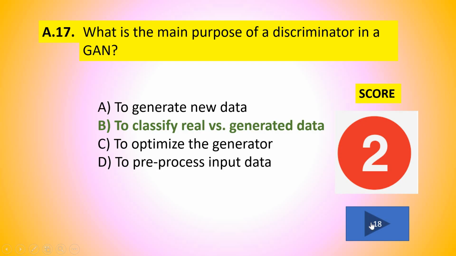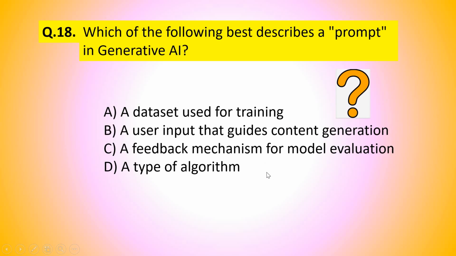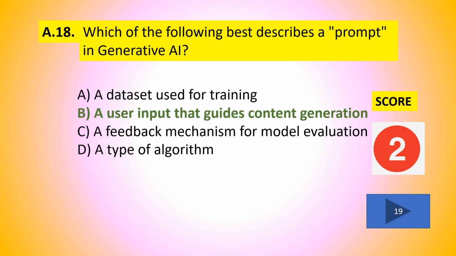Okay, now question number 18. Which of the following best describes a prompt in generative AI? A dataset used for training, a user input that guides content generation, a feedback mechanism for model evaluation, or a type of algorithm? The answer is a user input that guides content generation. That is described as a prompt in generative AI. Only a few more are left.